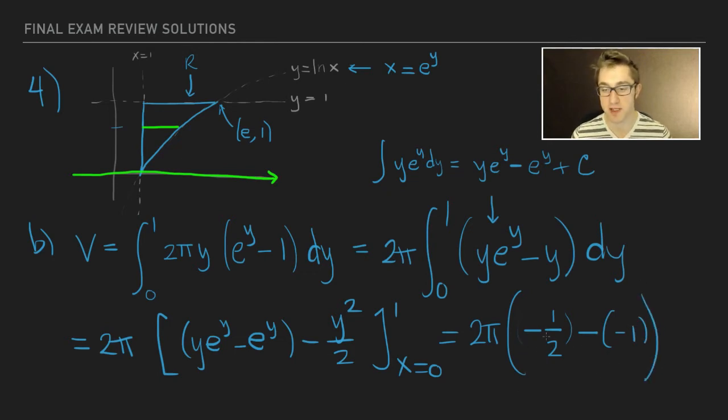So inside the parentheses, I have negative 1/2 minus negative 1, that's positive 1/2, times 2 pi. So the final answer is just pi.